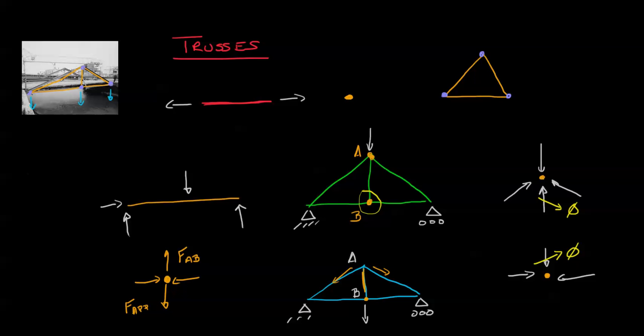Now, that said, there are two more details that are probably worth covering right now, and that is, what do we do about the weight of a member? So let's take a look at this member right here. Let's say you get a problem where the weight of the member matters. What we do is we apply half the weight to the left pin, half the weight to the right pin, and that's how we take care of their own weight.